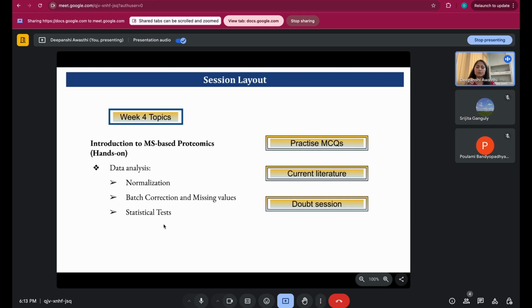And you have also looked into different statistical tests, meaning hypothesis testing, when you are comparing different samples and saying that there is a difference between both the samples, for example comparing a normal person with a cancer patient and saying that these particular proteins act as a biomarker. In those cases we need to perform a statistical test so that we can confidently say that our hypothesis is correct. All these things have been covered in week 4, and in today's session we will be practicing a few MCQs along with looking at the current literature, and I'll take your doubts.